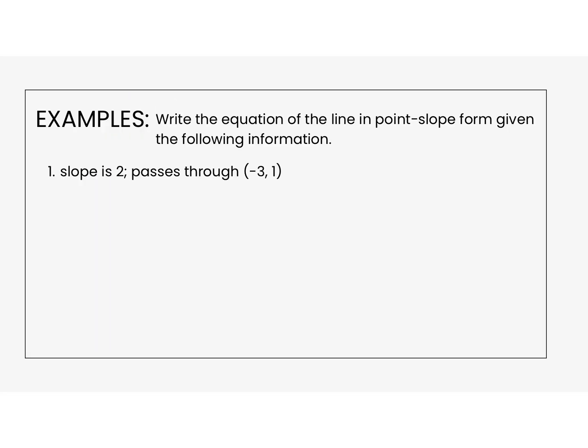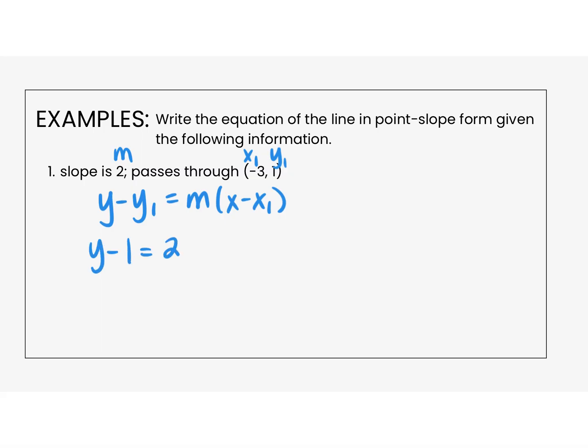So let's look at an example here. We are going to write the equation of the line in point slope form given the information. Okay, what we know is that the slope is 2 and it passes through that point. So again, the equation is y minus y1 equals m times x minus x1. So this is m and then this is x1, y1, and we're just going to plug that in. So y minus 1 equals 2 times x minus negative 3. So instead of writing minus negative 3, I'm going to write plus 3. Okay, and that is your equation in point slope form.